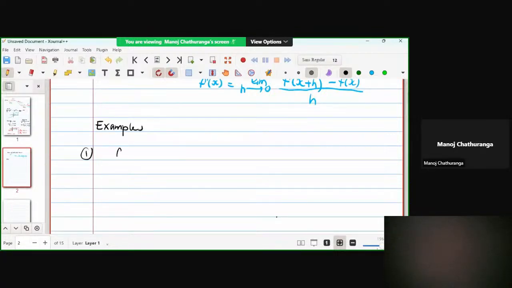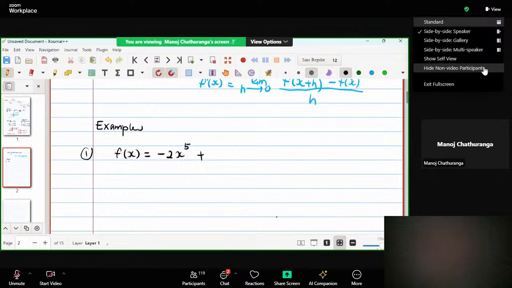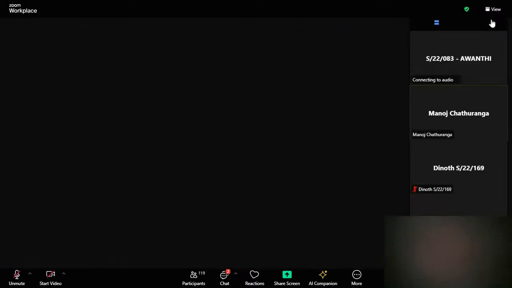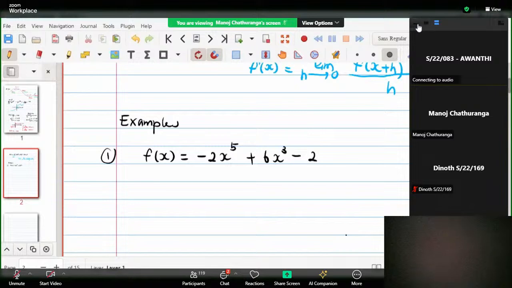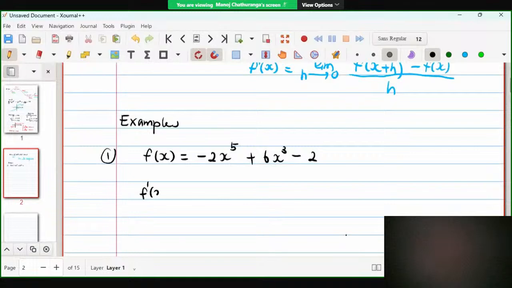First example, f of x equals negative 2x to the fifth power plus 6x to the third minus 2. Let's differentiate.